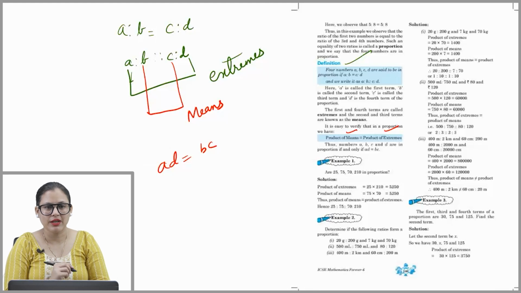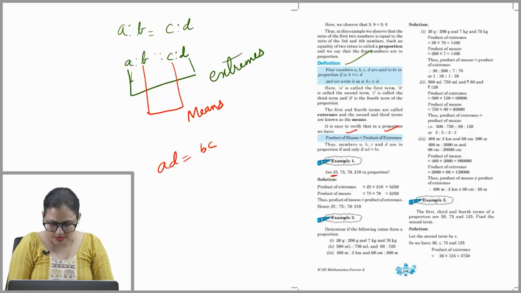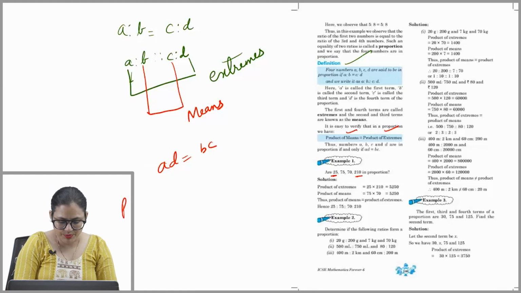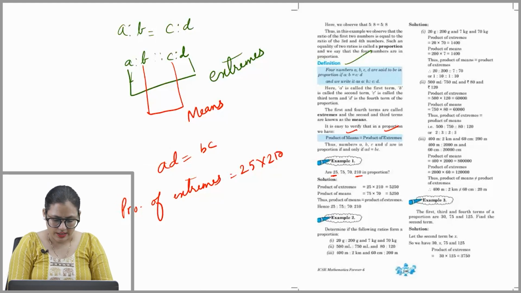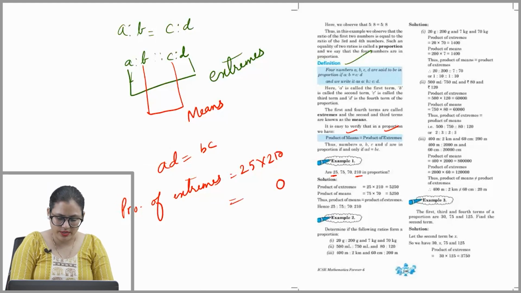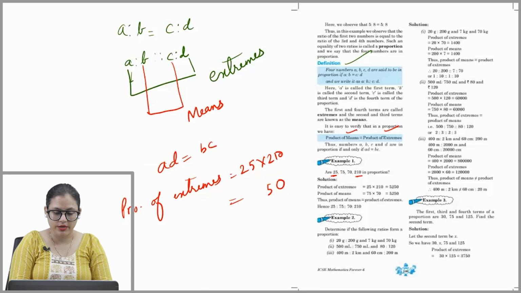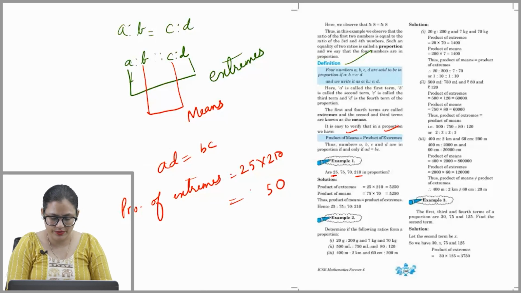Let's do example 1. Are 25, 75, 70 and 210 in proportion? This is the first term, this is the last term. So first we will write the product of extremes. Product of extremes is what? 25 into 210. 25 ones are 25, 25 twos are 50 plus 2, 52.